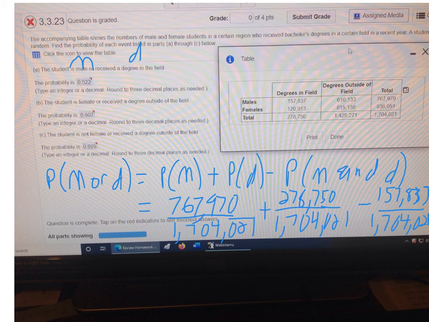Student, probability student's not female. Not female, just same as saying male. So you could just say that's male or received a degree outside the field. So here's males, and here's outside the degree. So I worked out the first one here, put in the calculator, and similar you'd work out these next two. Hope this helps.